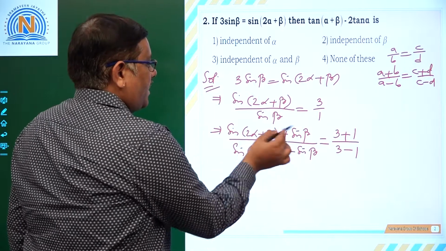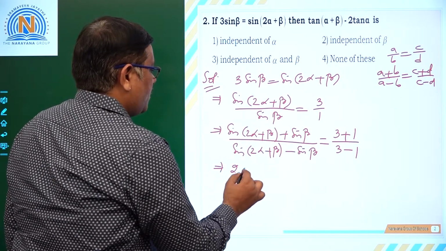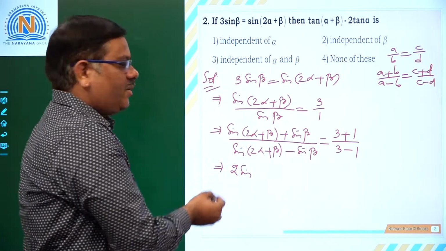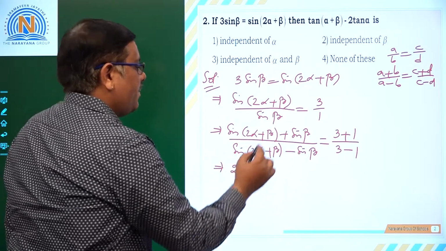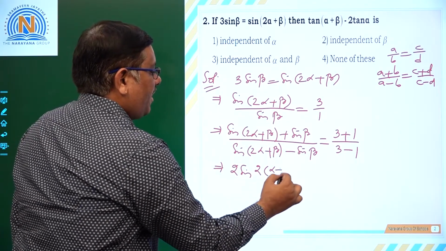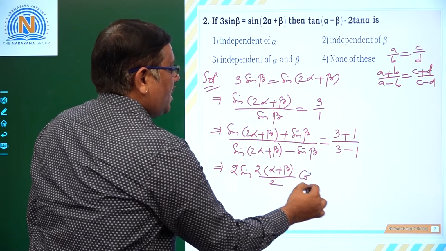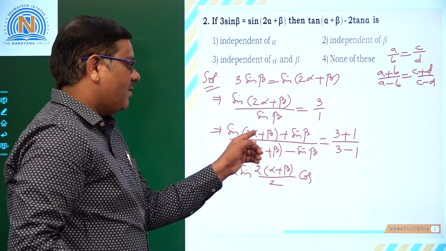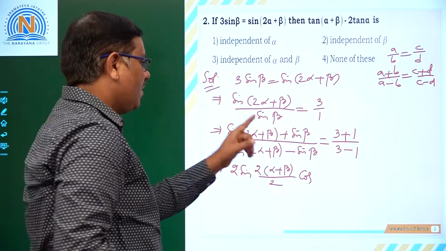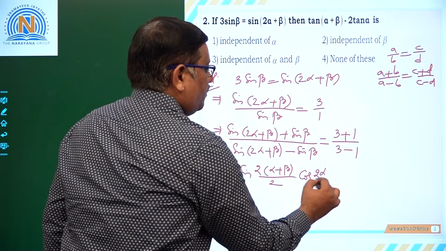Now it is in the form of sin C plus sin D, so we can write it as 2 sin of (C plus D) by 2. Here 2 alpha plus beta, that is 2 times (alpha plus beta) by 2, into cos of (C minus D) by 2, that is 2 alpha plus beta minus beta, which is only 2 alpha by 2.